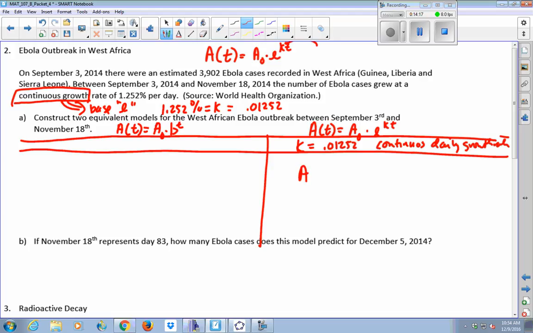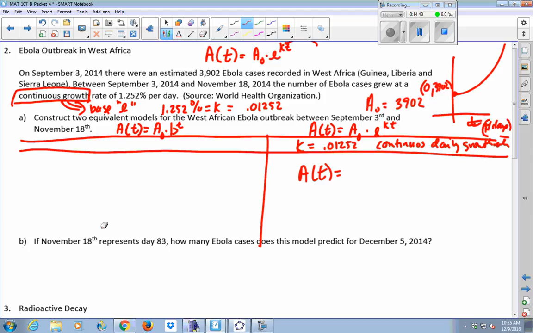So I sit down and I go to work and I say, okay, A sub naught. Well, the beginning time, t equals 0, is September 3rd. So A sub naught is going to be 3902. That's the number of cases I have on day 0, the first day I'm starting to record this information. So this would be like my y-intercept, right? That would be my y-intercept, (0, 3902). The horizontal axis is the number of days that go by, t days after September 3rd, and the vertical axis is the number of Ebola cases. Okay. So I have 3902 times e to the 0.01252t. So that's my function. That's my model, model number one.